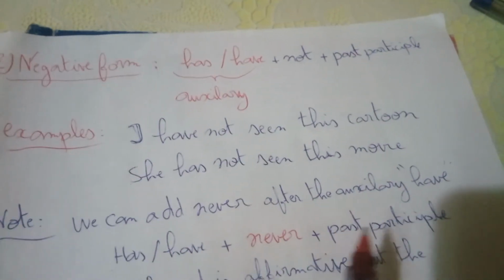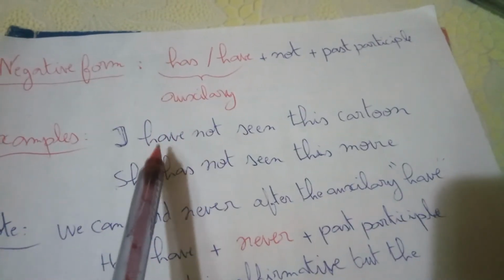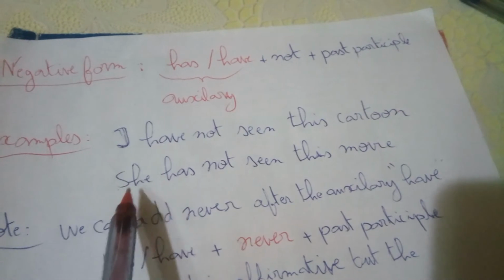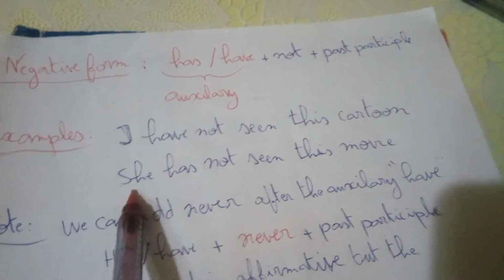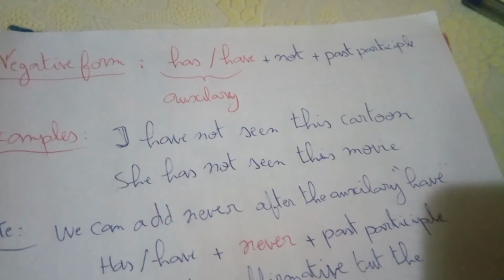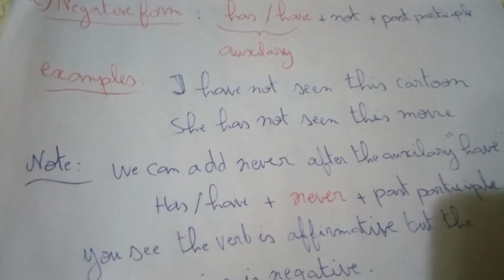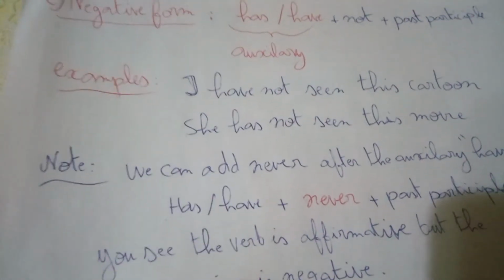She has not seen this movie. Here we change. We use have with I, and when we have the personal pronoun she, we use has. So has and have, as I told you, depend on the subject or on the personal pronoun.